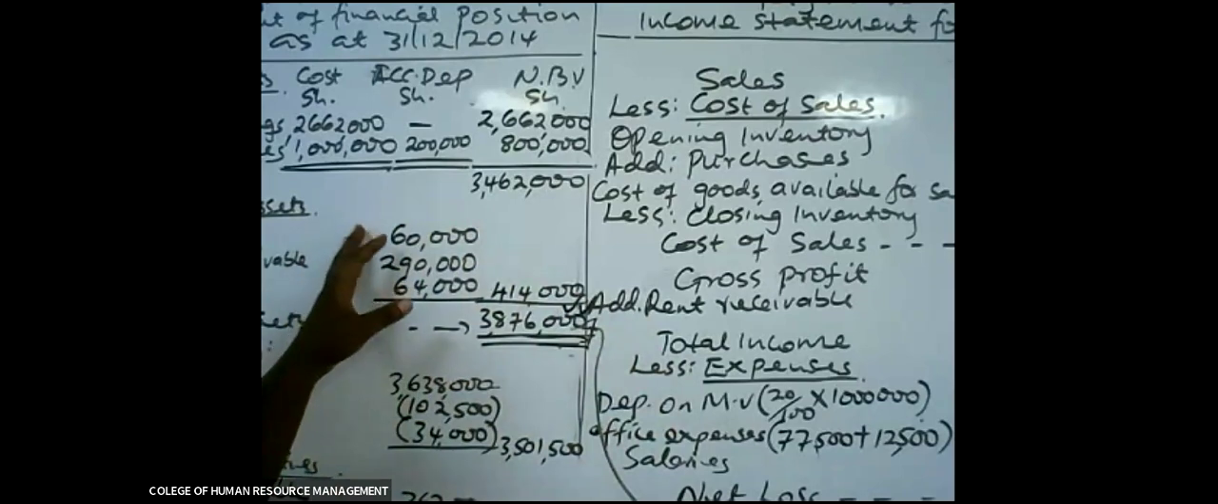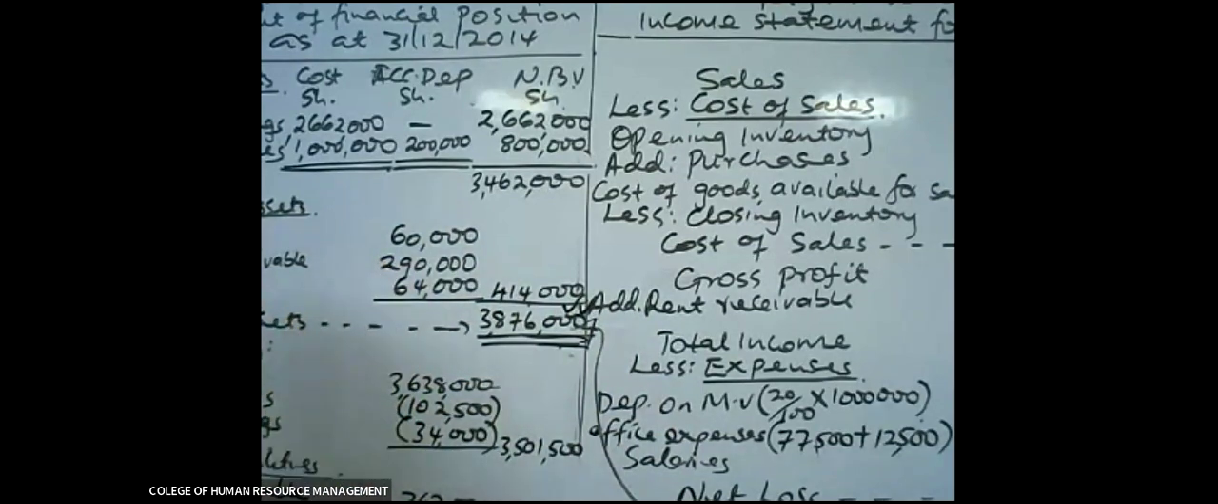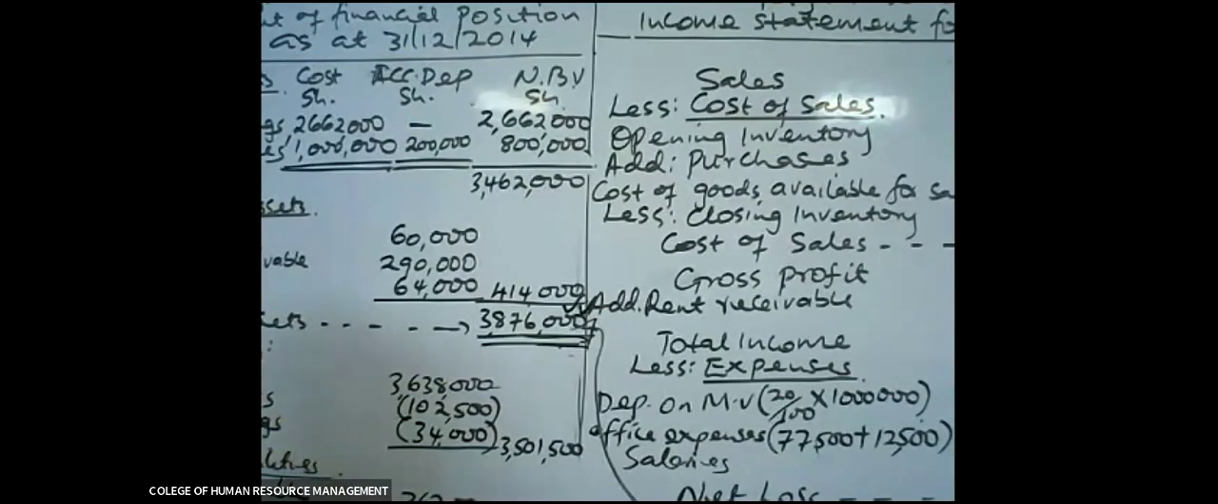Actually the assets have a physical presence. You can be able to find them, apart from the debtors. The others are something you can find. Okay. Good. Any other question?